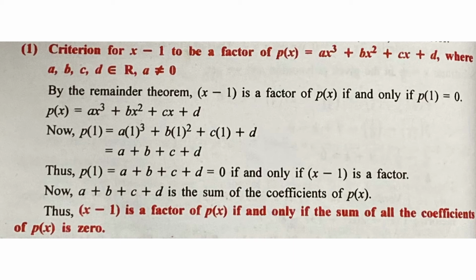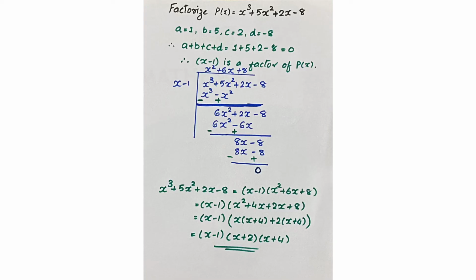Let us try to understand it with an example. Factorize x cube plus 5x square plus 2x minus 8. So it is a cubic polynomial, right? Now first of all we will compare it with ax cube plus bx square plus cx plus d. So we will get a is equal to 1, b is equal to 5, c is equal to 2 and d is equal to minus 8.